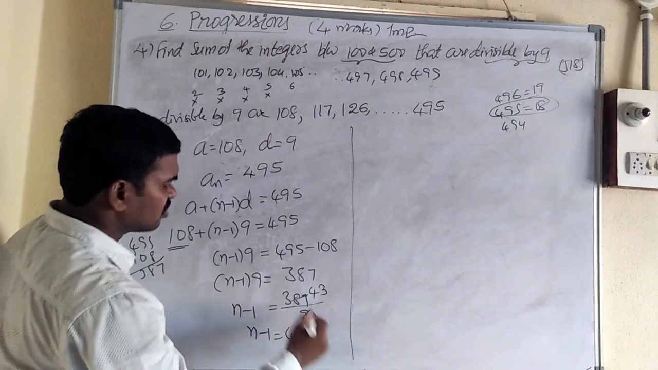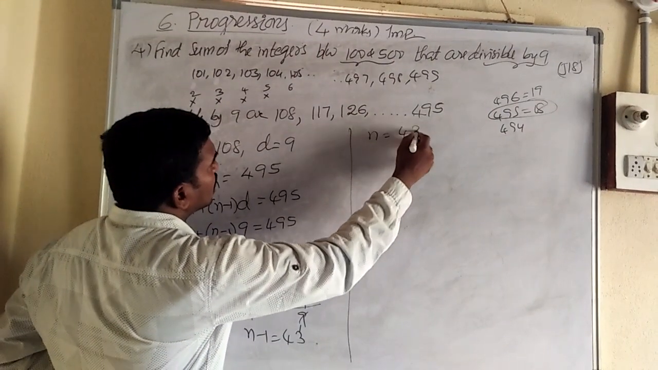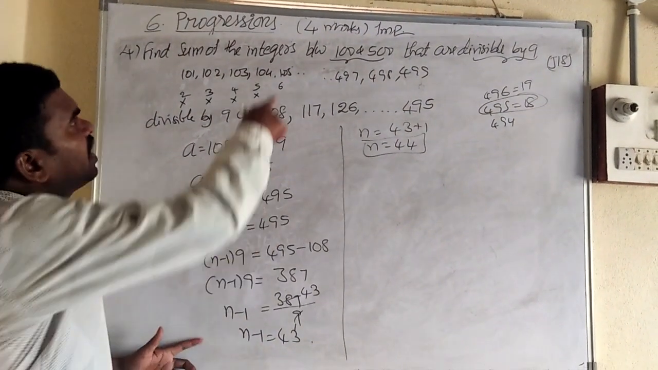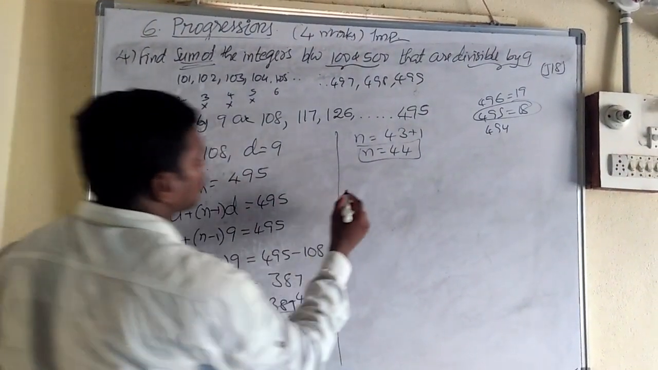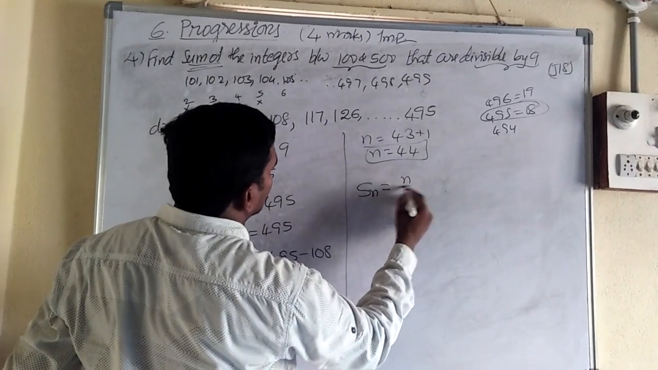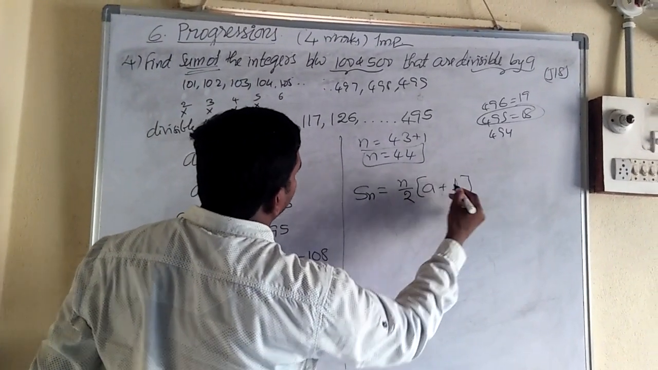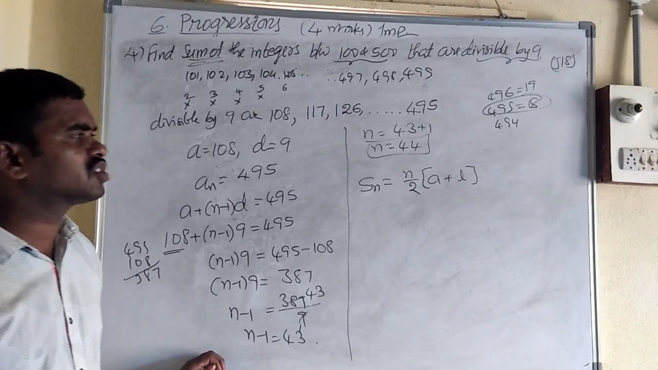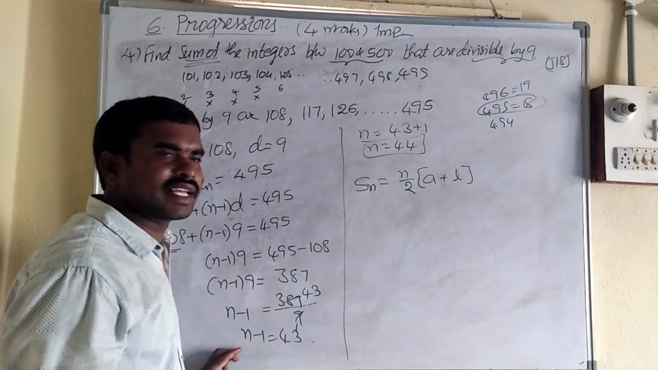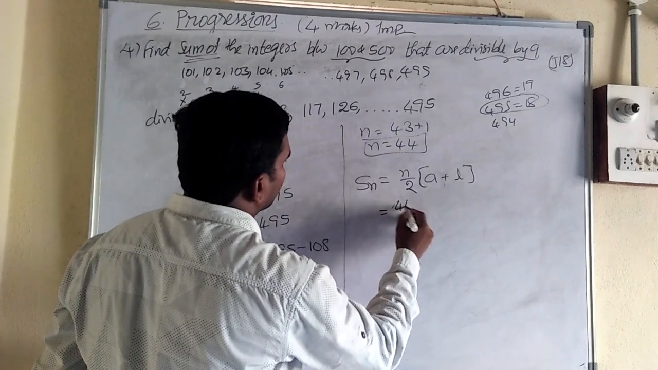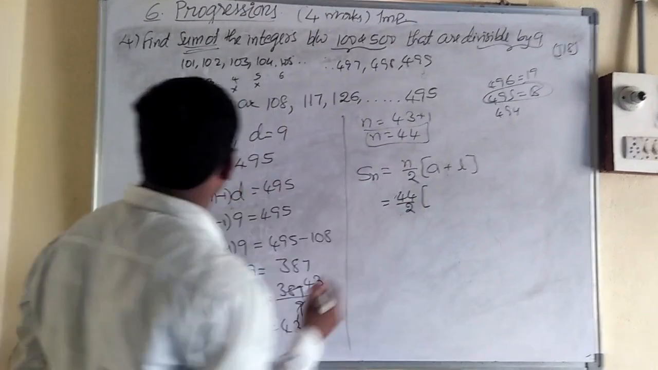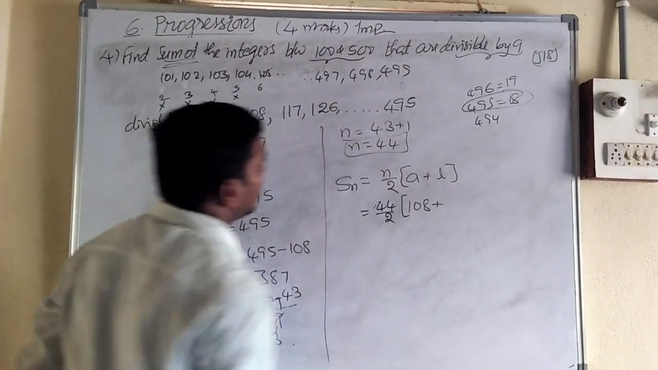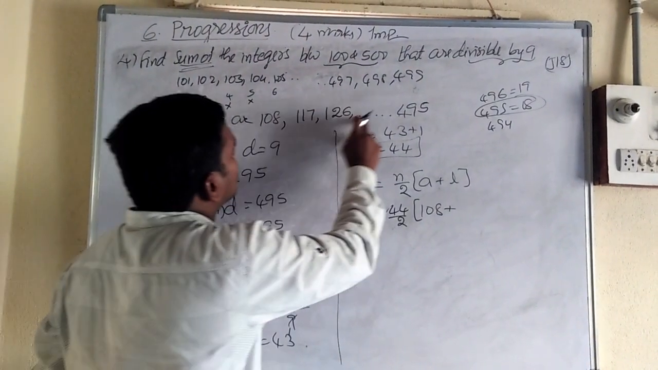So minus 1 goes to the right side, then n equals 43 plus 1. So n equals how much? 44. Now find the sum of the numbers. For the sum formula, Sn, we have two formulas: n by 2 into (a plus last term). Otherwise, n by 2 into (2a plus (n minus 1) into d) is also a formula. From that also you can get the same answer. Okay. n means what? 44 by 2, and in the bracket, a means the first term, 108, plus l. l means the last term. What is the last term? 495.